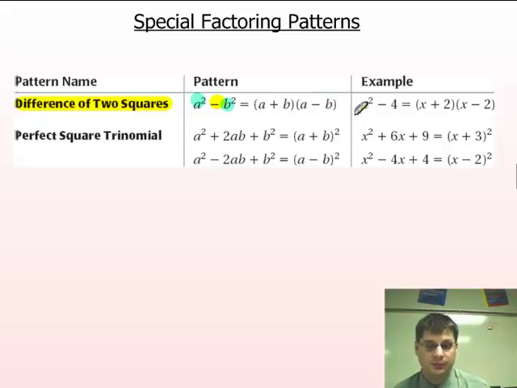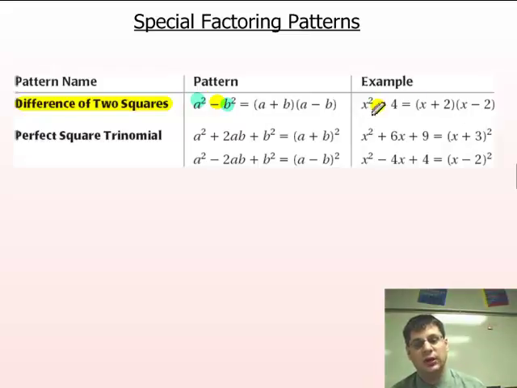So for example, if I had x squared minus 4, we'd say, okay, is the first term a perfect square? Yes. Is the second term a perfect square? Yes, 2 times 2. And here's the key thing: is there a minus sign? And yes, there is.